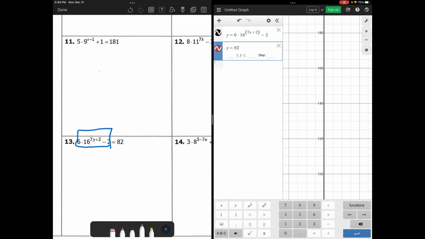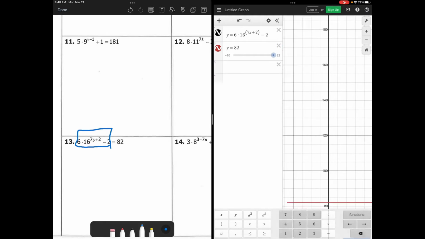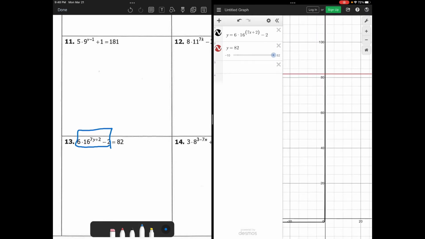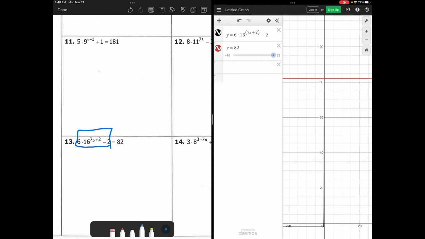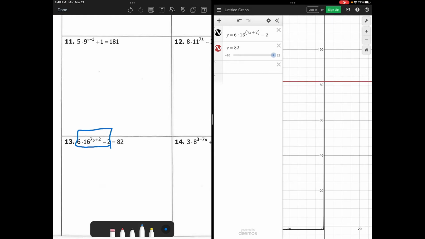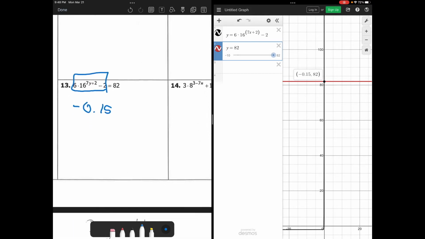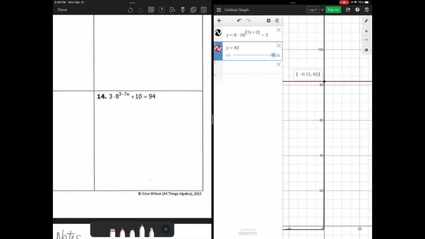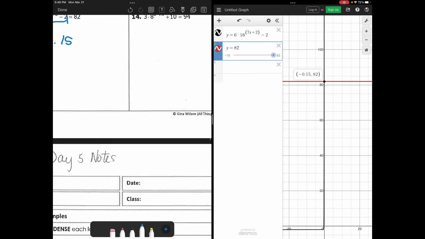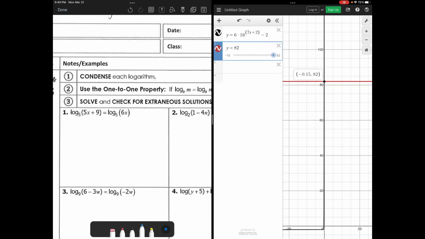And once again, we may have to find where it is. So y equals 82. I'm going to go down because that's 82. And it looks like it's going to be very close to 0. What is that point? Yeah, -0.15. And that is how we would solve that. Okay? So I want to give you opportunities. I want you to finish this part of the worksheet, and the answers will be posted online.